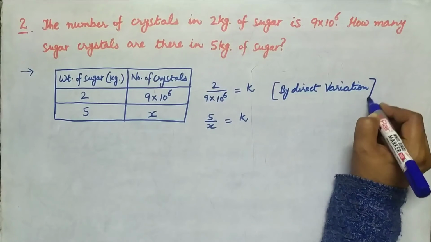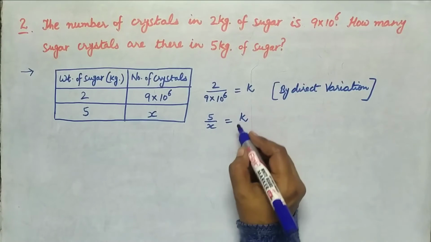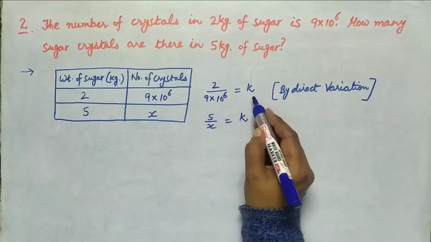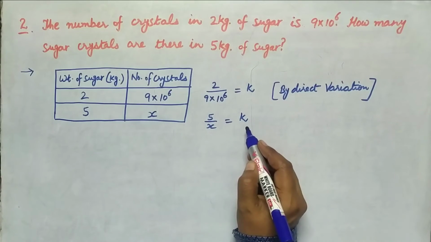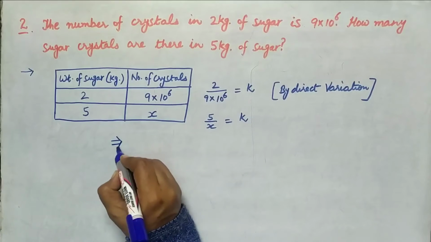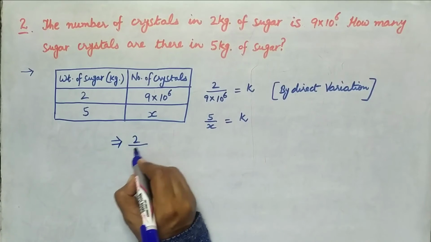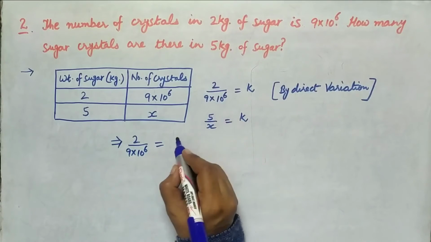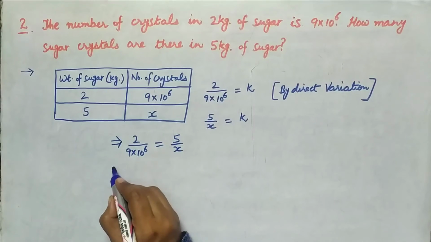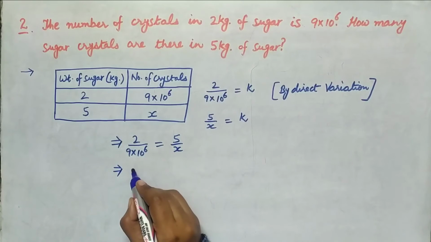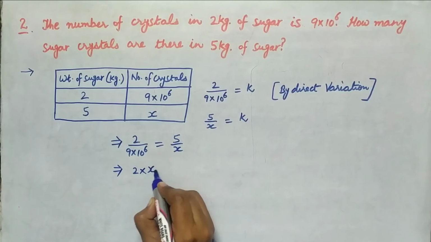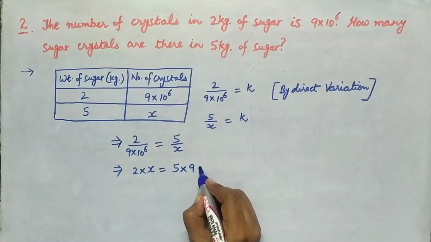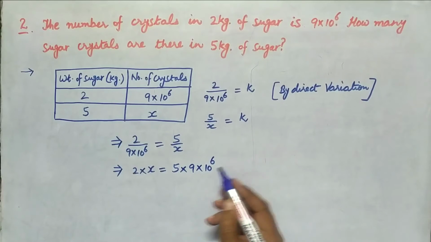This is the formula of direct variation. Then what we did in the first sum? Equating the left hand sides, because right hand sides are already equal to k. It becomes 2 upon 9 multiplied by 10 raised to power 6 is equal to 5 upon x. Then it was a cross multiplication. 2 multiply x is equal to 5 multiply 9 into 10 raised to power 6.